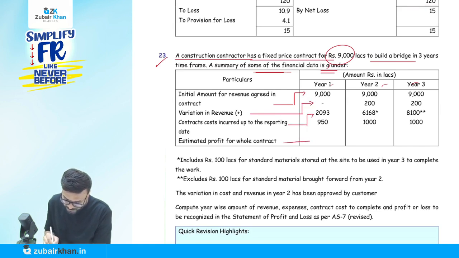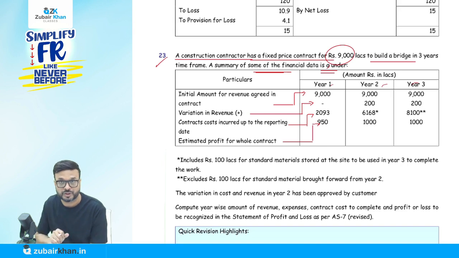Sorry, third, okay. You can do the correction there. Okay. So the initial amount for revenue in the contract is how much? 9,000. Is there any variation that year? No variation in the first year. Now, contract cost incurred up to the reporting date. This is the cost that we have incurred that year.